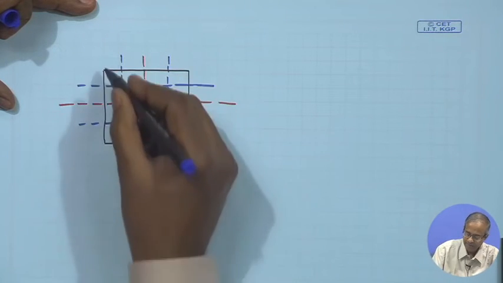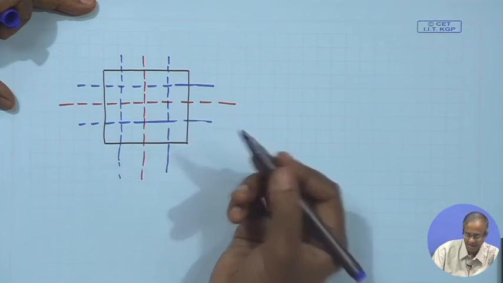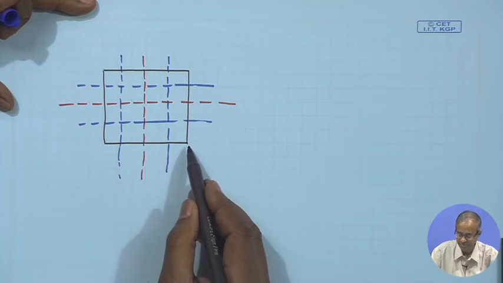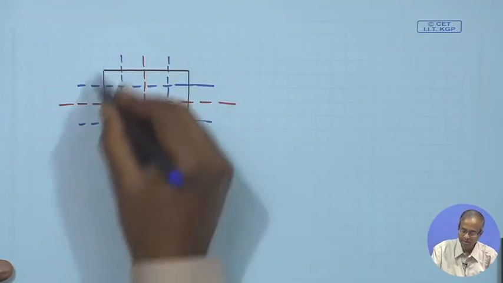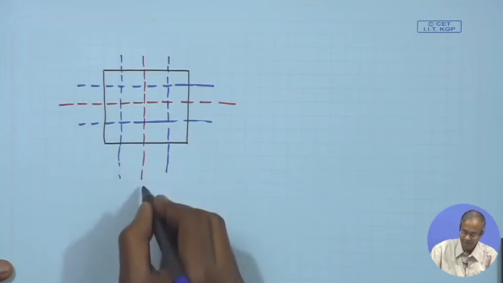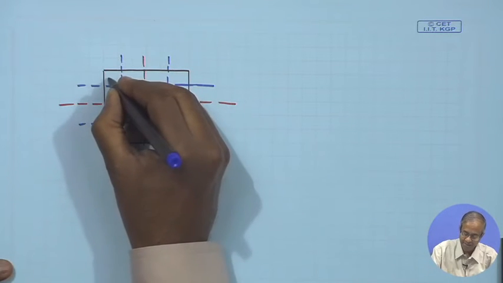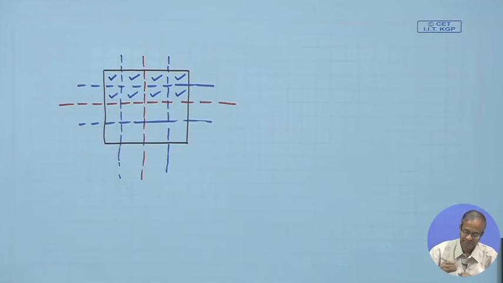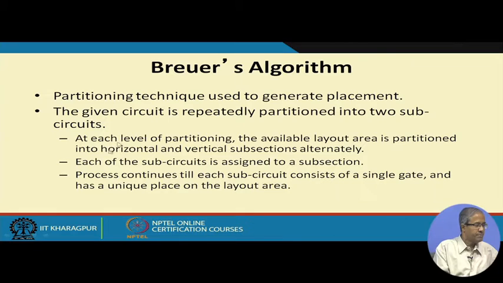Now the sequence of these horizontal and vertical partitions can differ. There are many such partition strategies, two of which we shall see through some examples. But the idea is that you go on partitioning a given rectangular space using vertical and horizontal slices repeatedly. At the end you get partitions which can be directly placed on the silicon floor. The basic idea is that the process is continued till each partitioned subcircuit is a single gate which has a unique place on the layout area.